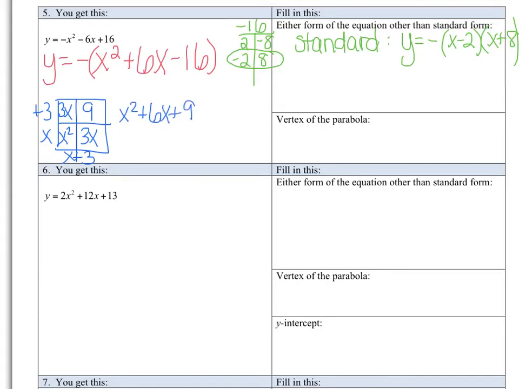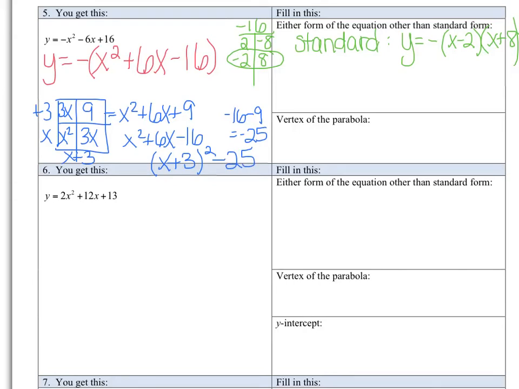But I'm trying to get to x squared plus 6x minus 16. Well, negative 16 minus 9 is negative 25. So what we need to do is we have our x plus 3 squared. That's what this equals. And then to get to this, we have to take away 25. So we're going to have minus 25.